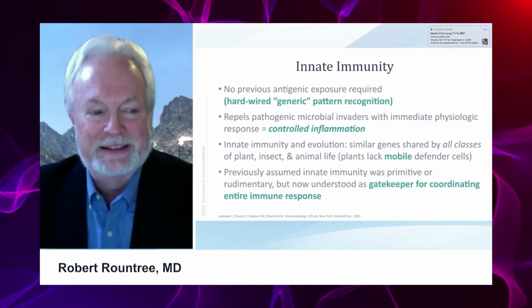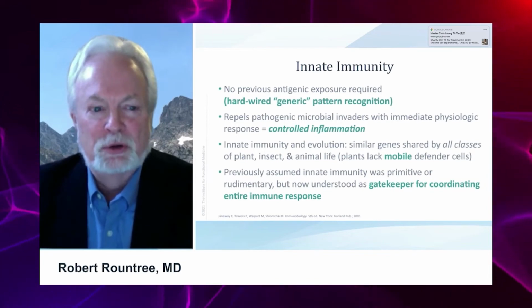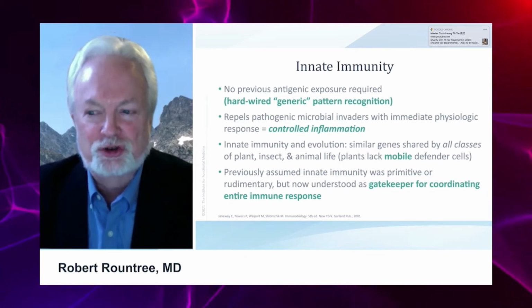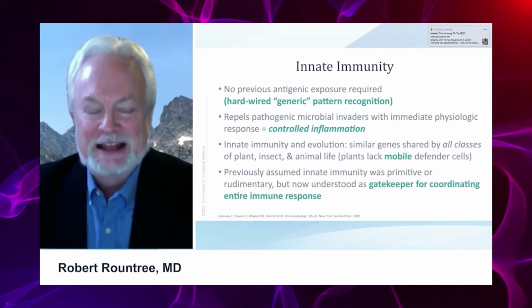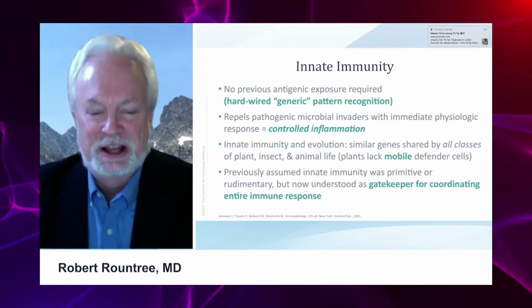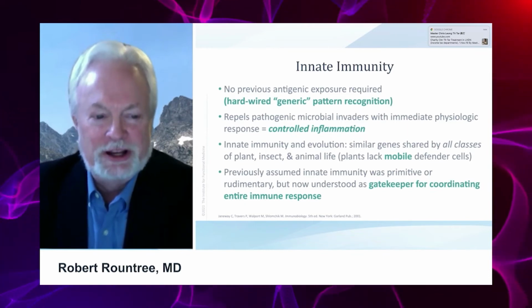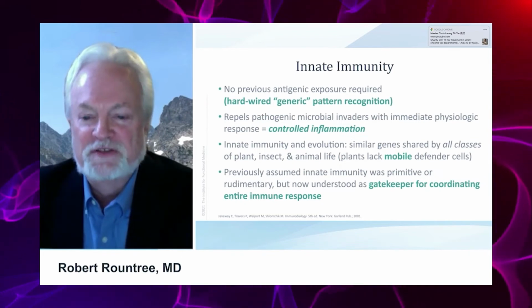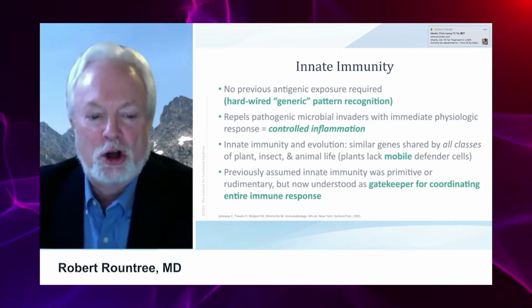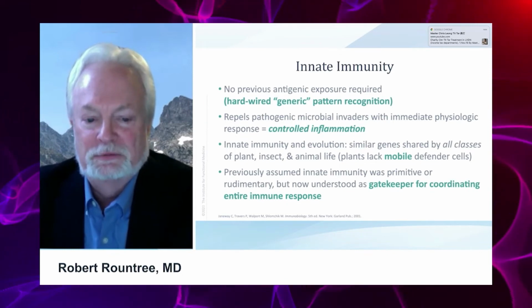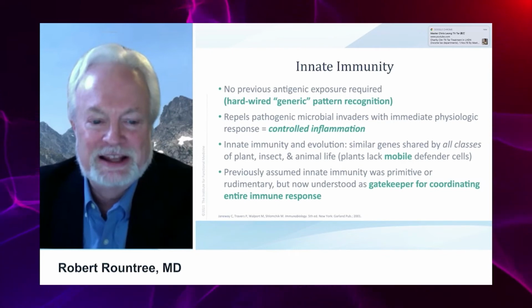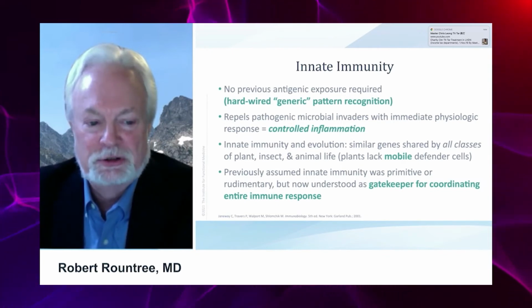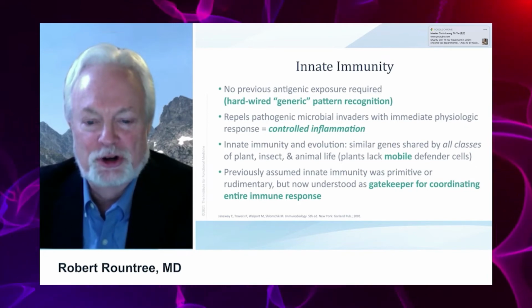So part of the way that the innate immune system repels invasion by pathogens, dangerous strangers, is by fully activating that inflammatory cascade. Something that I want you to get is that the innate immune system shares very similar genes by all classes of life, really. Plants, insects, and animals all have very similar receptors, all have similar genetics.